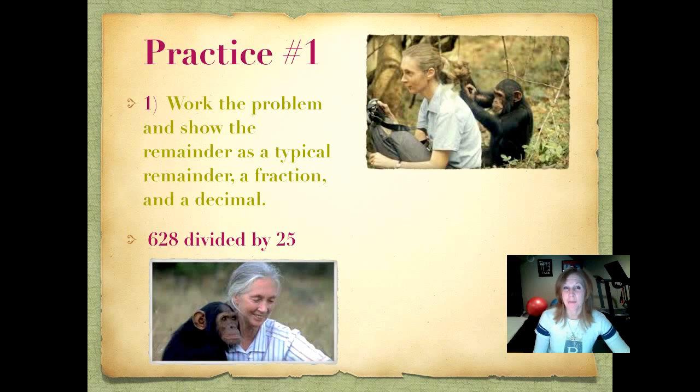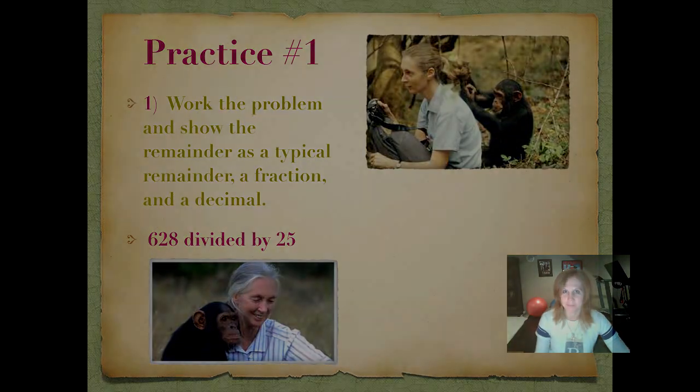Here is practice problem number 1. Now that you've watched how to do it and written it down in your flip journal, go ahead and use that example to help you figure out how to solve this problem. Work this problem and show the remainder as a typical remainder, a fraction, and a decimal. The problem is 628 divided by 25. Pause it, work it in your flip journal, and then go ahead and push play, and I'll show you how we did that one.